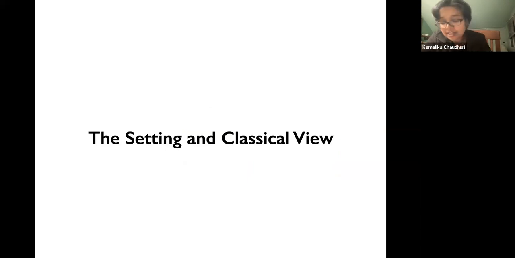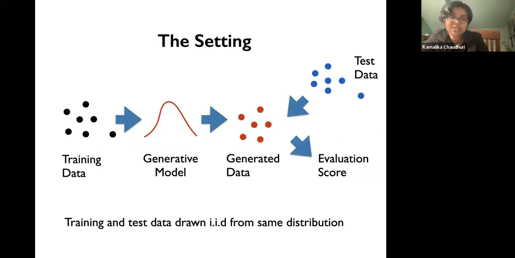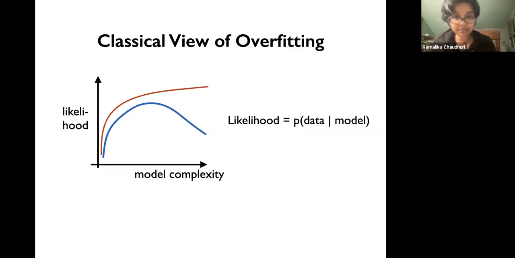So now let us look at how we define overfitting. This is the setting that we are talking about. We have a bunch of training data, which we get from some underlying distribution. We use it to build a generative model, and then the generative model may spit out a bunch of generated data. What we also have at our disposal is an independent test sample from this underlying distribution. Here the training and the test data are drawn IID, of course don't overlap, and come from the same distribution. Using the training data, the independent test data, and the generated data, we want to give it an evaluation score.